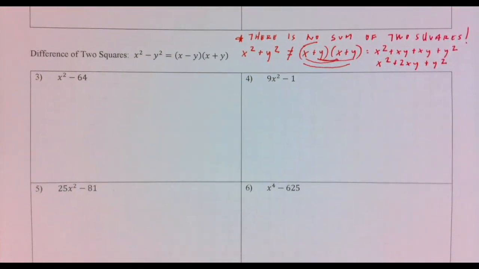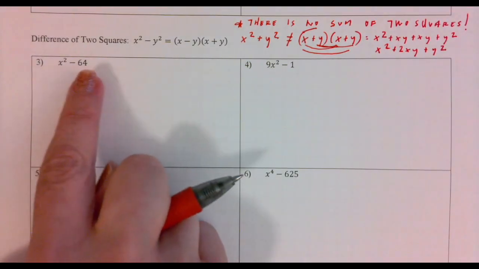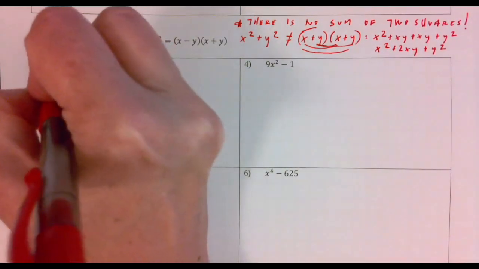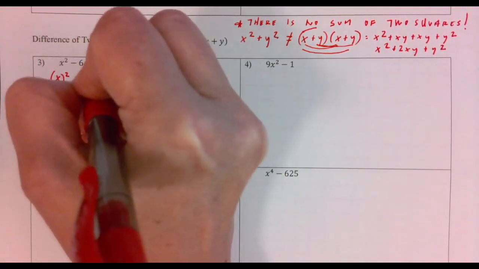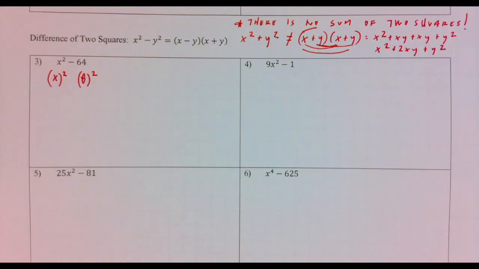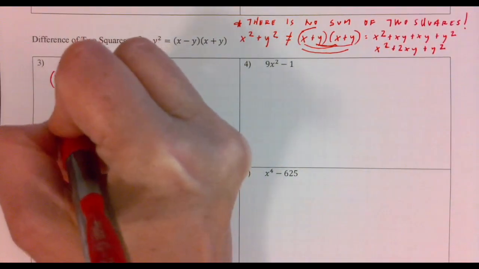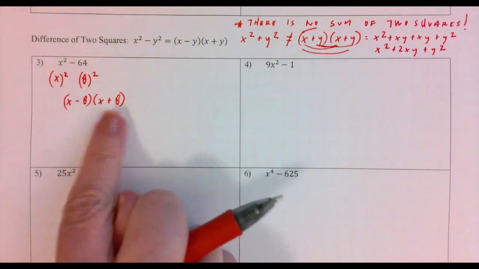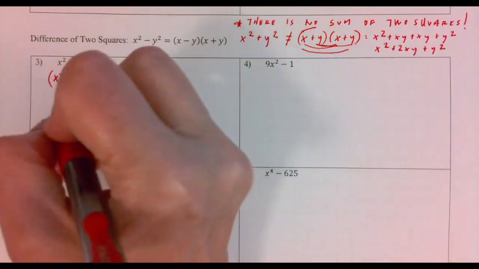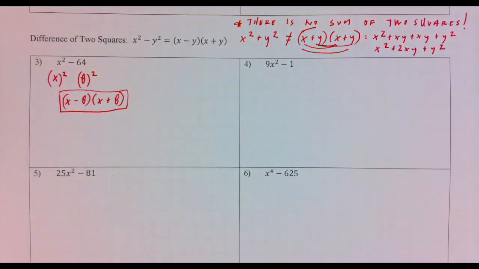All right, so let's look for a difference of two squares. So over here, perfect square. This is x, quantity squared, minus 8 squared. So when I write it, it's going to be x minus 8 times x plus 8. The order you write these doesn't matter. And then that's it. If I wanted to double check it, I could FOIL it out.